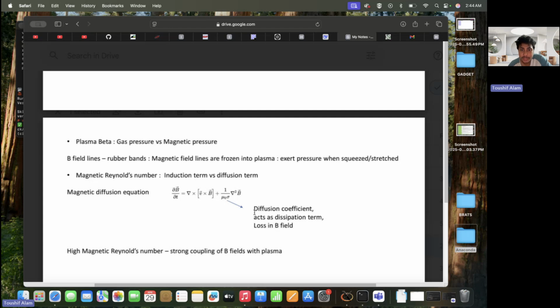This is a diffusion coefficient similar to the viscous coefficient. It acts as the dissipation term, loss in B field. Okay. High Reynolds number is strong coupling of B fields with plasma. So higher number means the magnetic field is strongly coupled with plasma, so that they're not separate quantities. They act together.